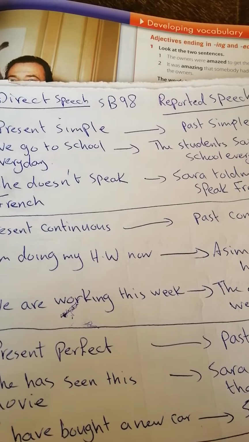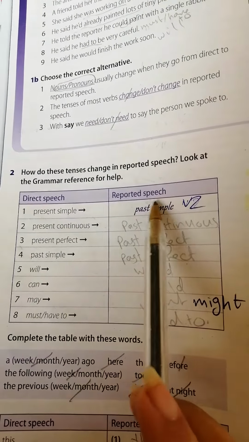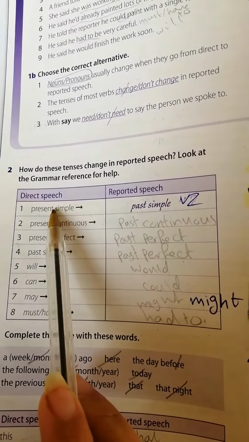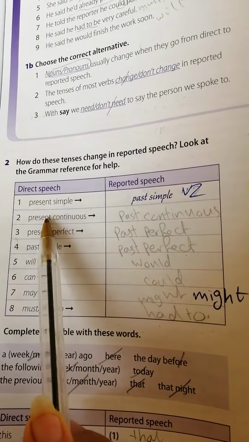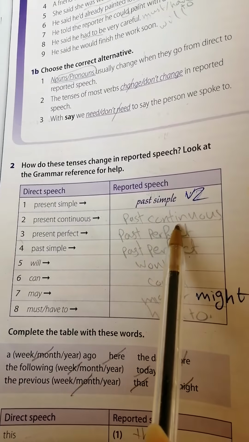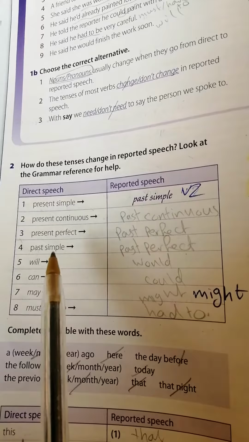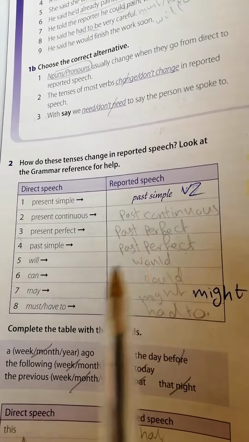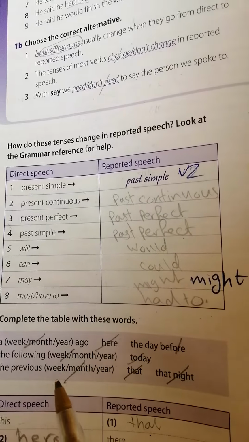And we also said, if you remember, that changing from direct speech to reported speech, we change the present. If the sentence is present simple, we change it to past simple. If it's in present continuous, we change it to past continuous. If it's in present perfect, to past perfect. Will we change to would, may to might, must to had to.